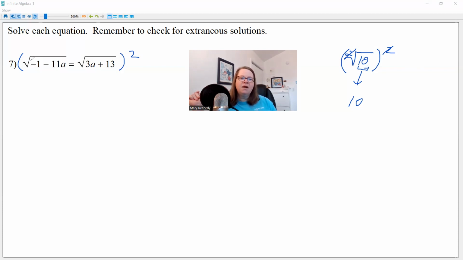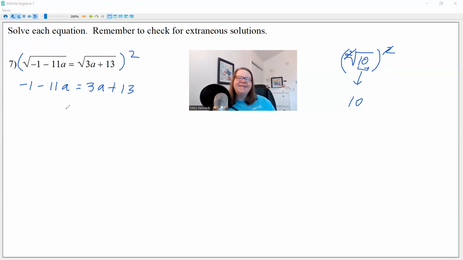So when I square the square root of -1 minus 11a, I'm left with -1 minus 11a. When I square the square root of 3a plus 13, I'm left with 3a plus 13. Well, now we're back to an Algebra 1 solving equation that you saw earlier on in algebra. And I'm not saying this is a simple equation to solve because there are variables on both sides, but it's just nicer than all that radical square root stuff.